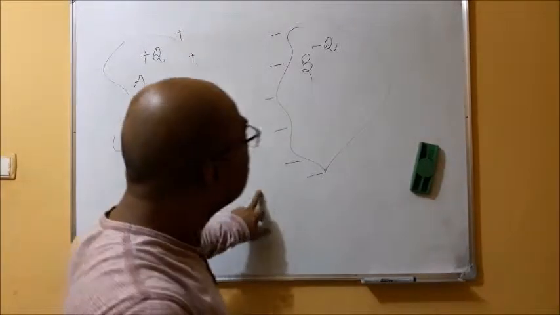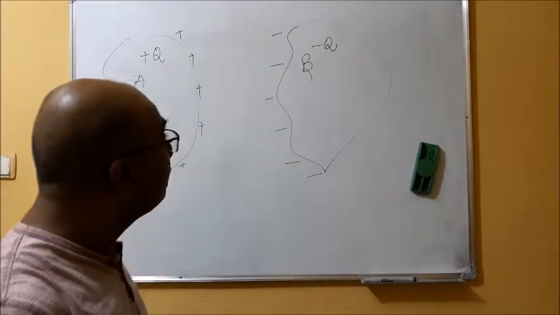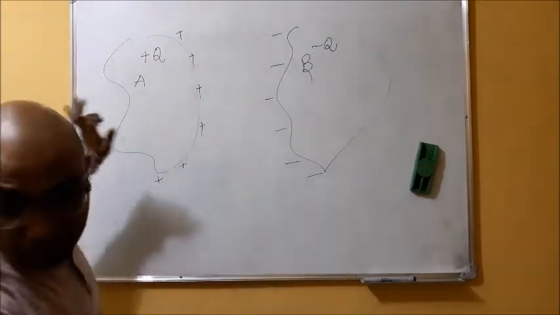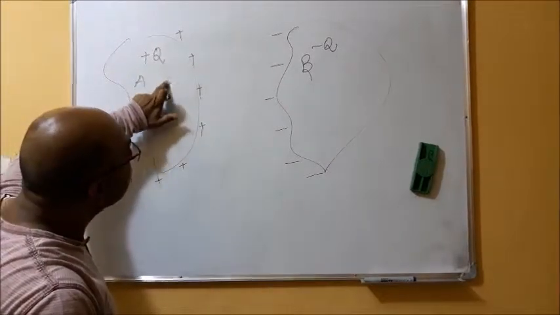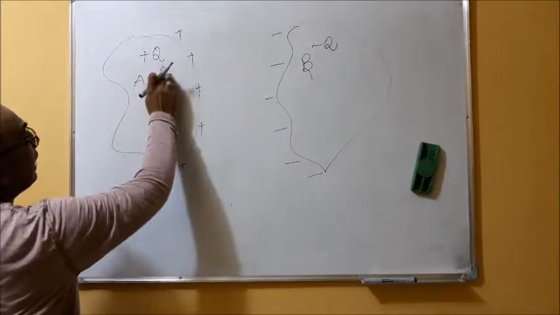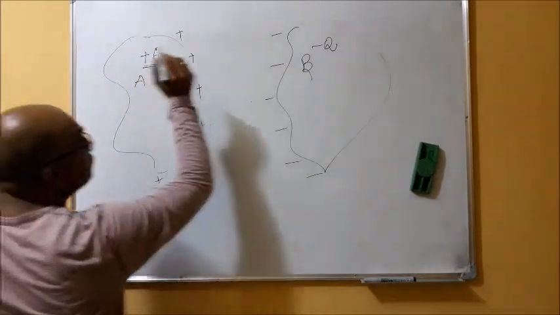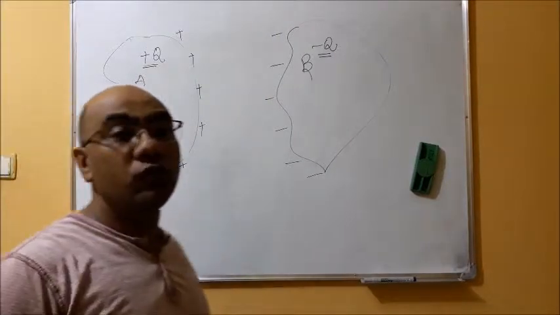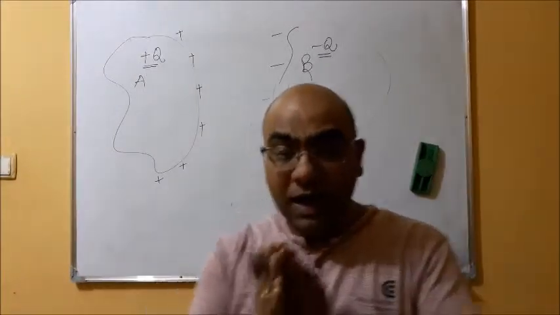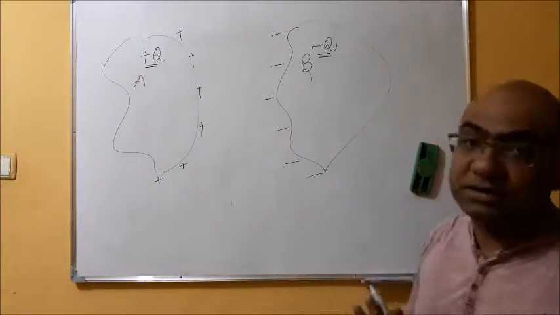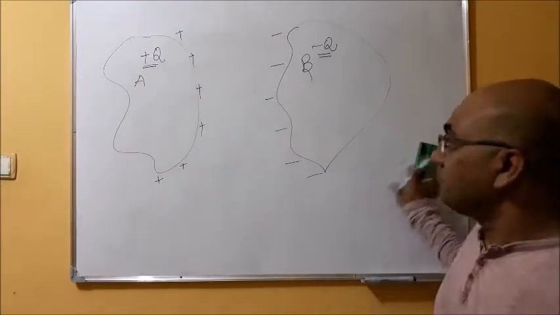Okay. So if you see this structure, so what you will get? Now you see, if surface A has plus Q charge, so equal and opposite charge minus Q will appear at B, and this arrangement is called a capacitor, right?